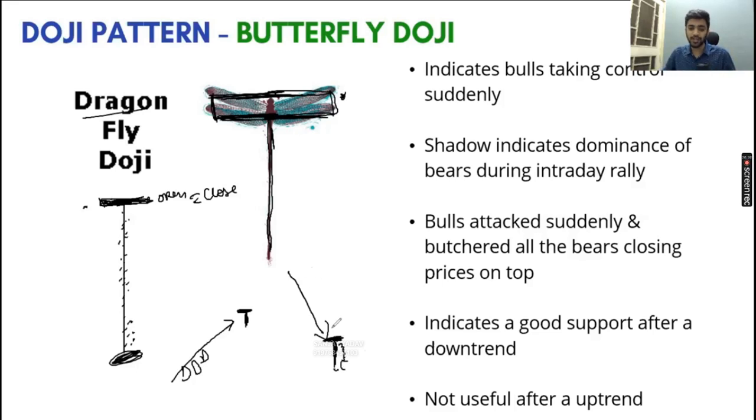The trend was bearish, but the bulls attacked suddenly and butchered all the bears. People would have sold at every level, but at every level, the buyers bought it and closed on the top. It indicates a good support zone. It indicates that when the price is reaching up here, there are people who are ready to buy this stock at that price. Now, let me share with you some examples of this.